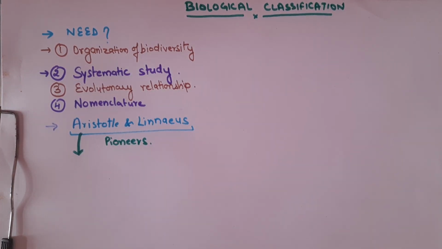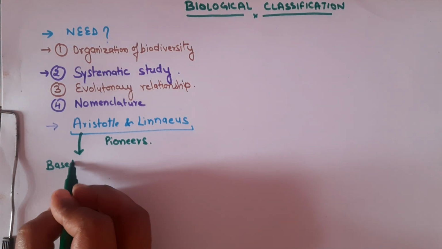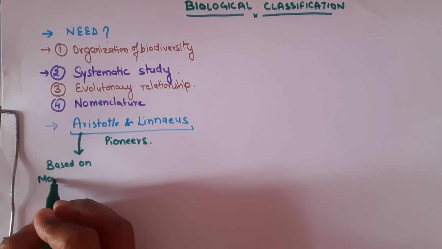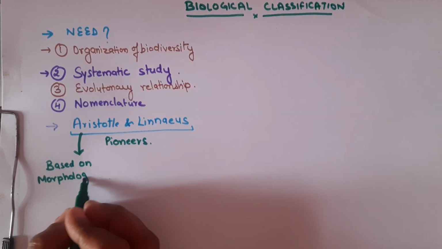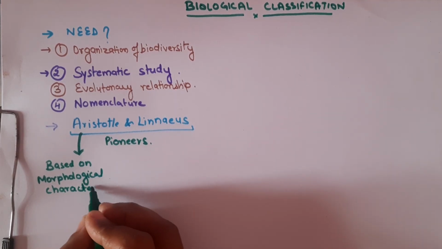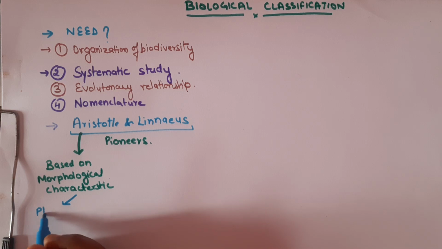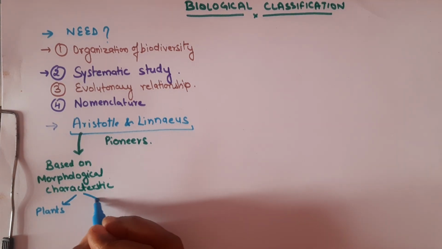Based on morphological characteristics, Aristotle classified the plants into trees, shrubs and herbs, and animals into those with red blood cells and those without. His classification is based on morphological characters. Students, you can prepare notes along with me as I am preparing. Based on morphological characteristics, what did he divide? He divided plants and animals.